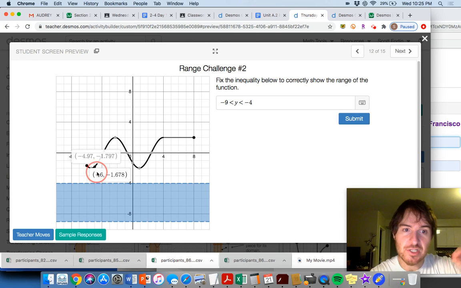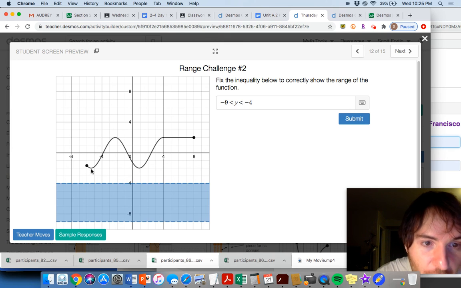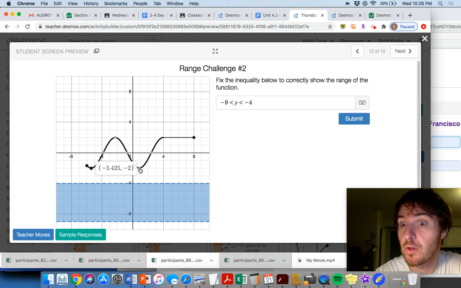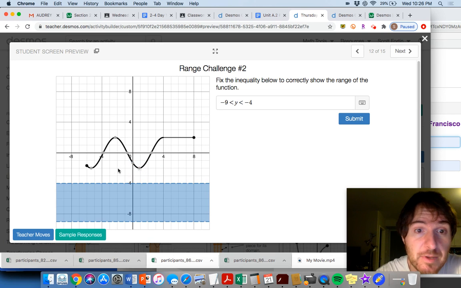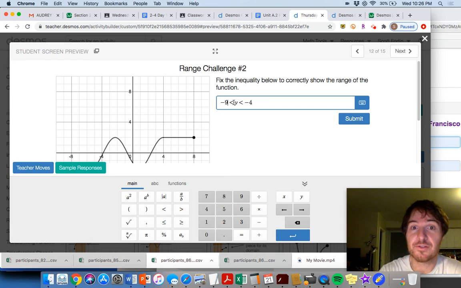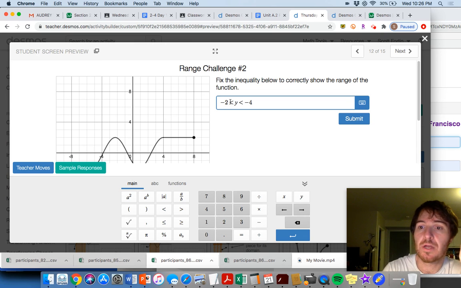Our lowest range value is, we've got to look at this. This is called a local minimum, actually. And then this is also called a local minimum. Both of these are minimum points, it looks like. This one has two minimum points. Our lowest y value is -2. It's -2, and it's non-inclusive, so they have the non-inclusive less than sign here. So this is going to be -2 is less than y.